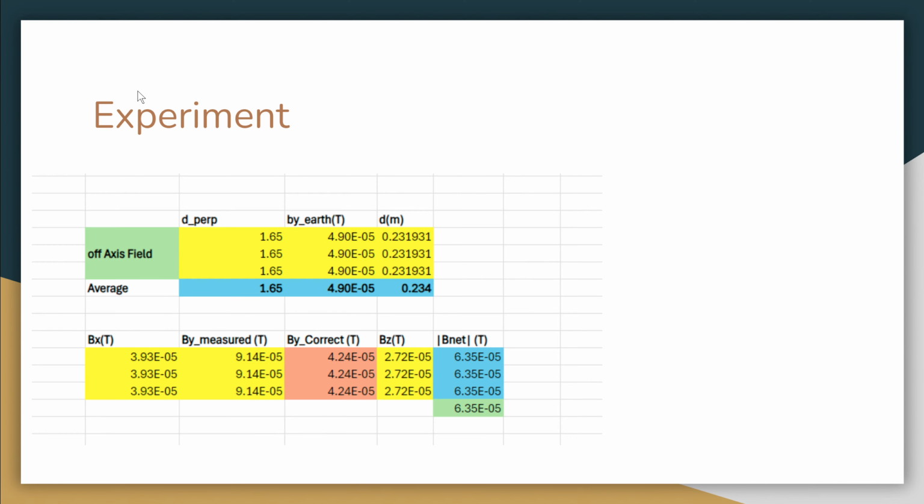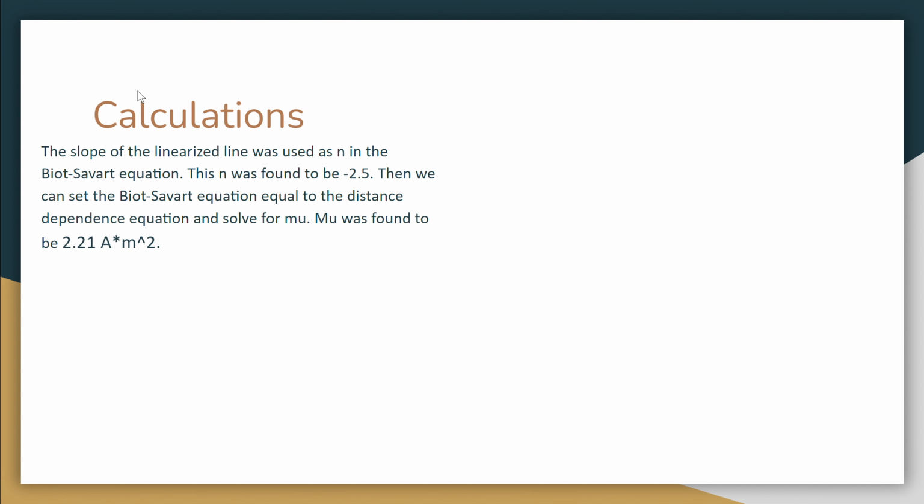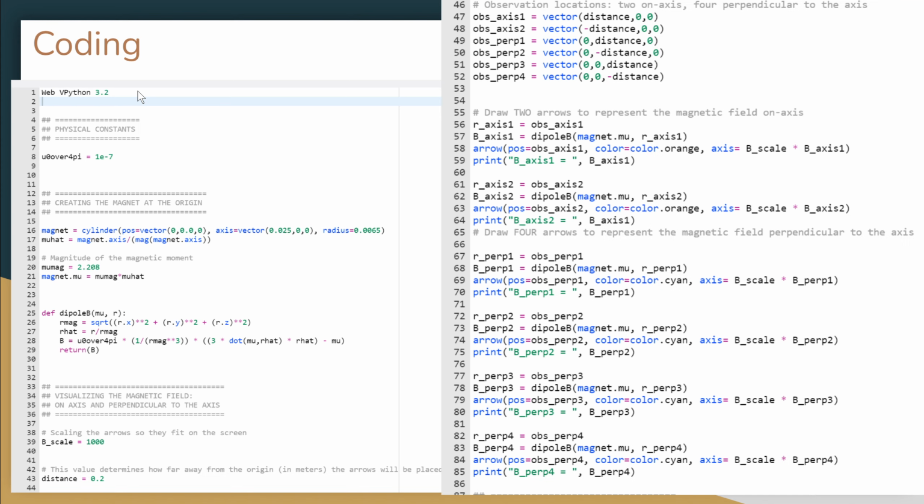So then we found our off-axis field, and with our off-axis field, we could then calculate our B net that we could use in our Biot-Savart law. The slope of the linearized line was used in the Biot-Savart equation as n. This n was found to be negative 2.5, but as I said earlier, we can use the Biot-Savart equation. We can set it equal to the distance dependence equation and solve for mu. This is the magnetic moment, and we found that again to be 2.21.